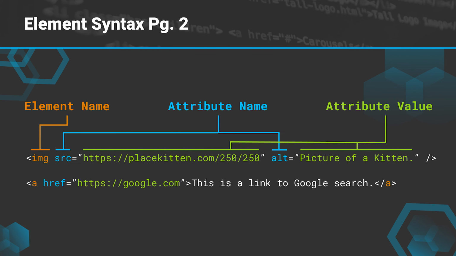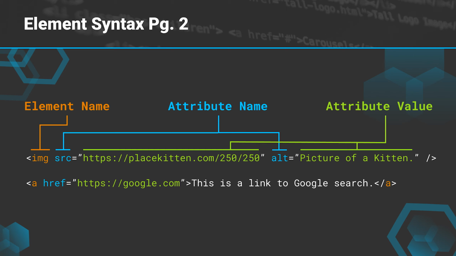Attributes for an element will always live in the opening tag, and they are written with the attribute name followed by an equal sign and quotation marks containing the attribute value. An element can have any number of attributes. Some elements have more or less required attributes, such as the source attribute on an image element. It's not technically required, but it wouldn't make much sense to use an image without a source.